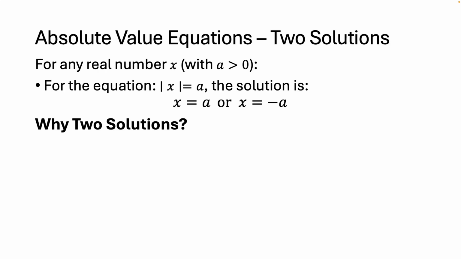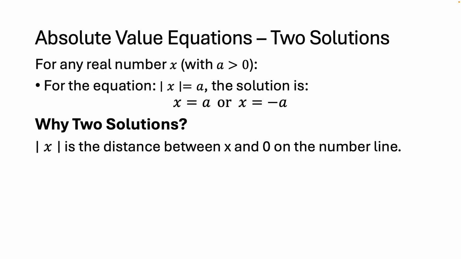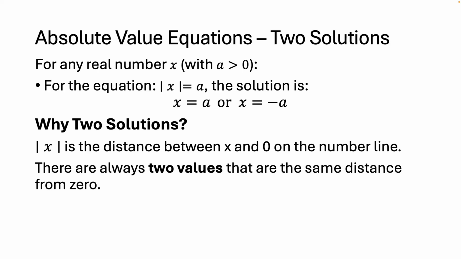You might be wondering, why are there two solutions? The absolute value of x describes the distance between the value x and the number 0 on the number line. In most cases, there will always be two values that are the same distance from 0.